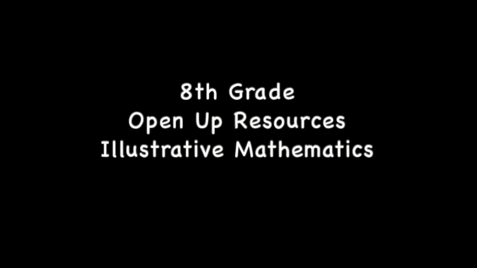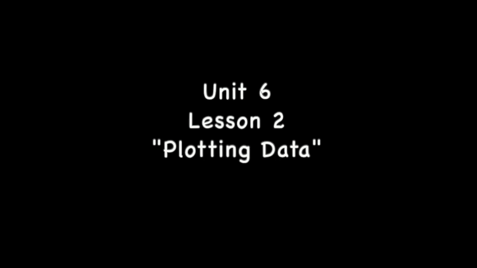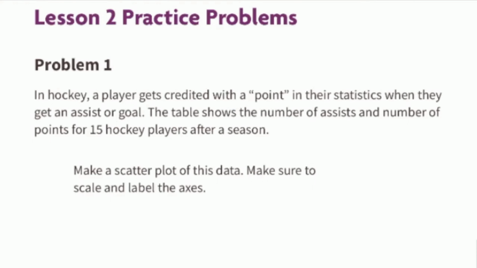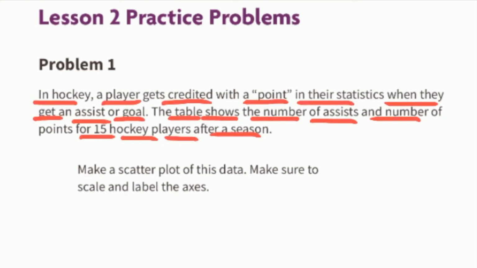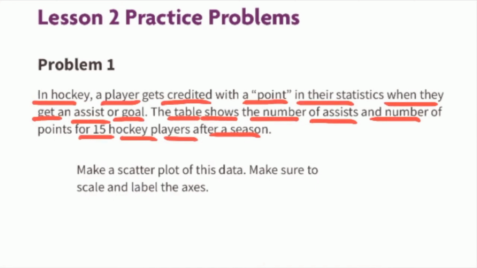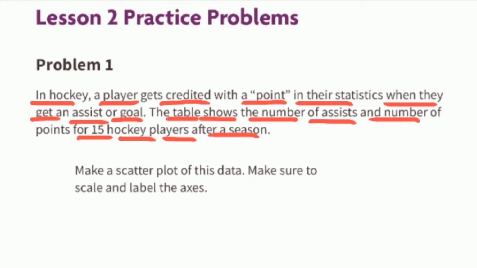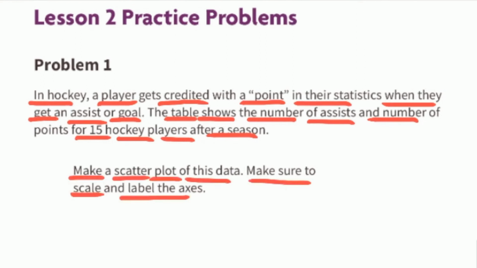8th grade Open Up Resources Illustrative Mathematics, Unit 6, Lesson 2, Plotting Data. Problem number 1. In hockey, a player gets credited with a point in their statistics when they get an assist or goal. The table shows the number of assists and the number of points for 15 hockey players after a season. Make a scatter plot of this data. Make sure to scale and label the axes.